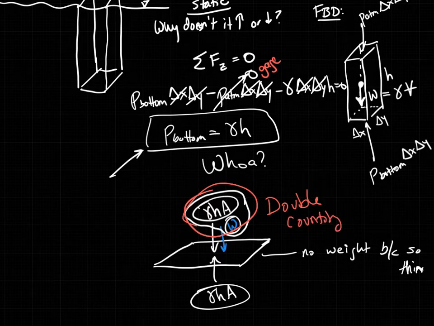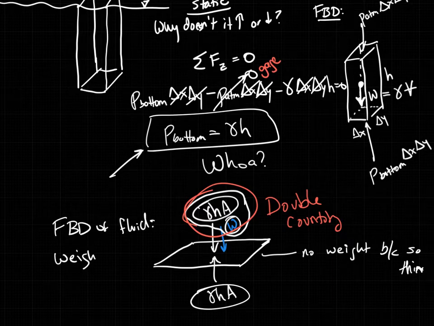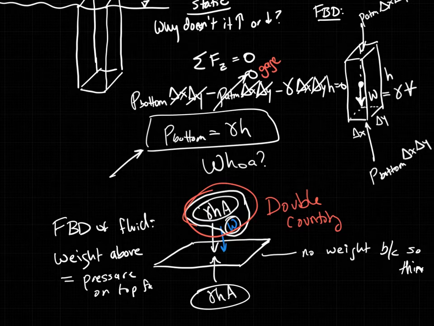So when doing a free body diagram of a fluid, the weight above equals the pressure on the top face. So don't double count.